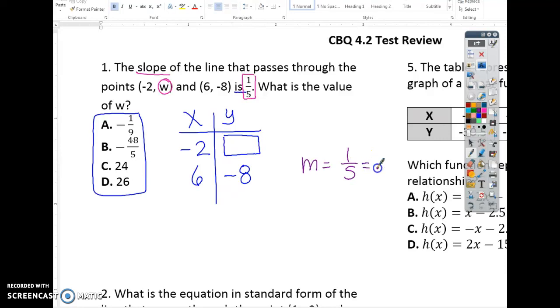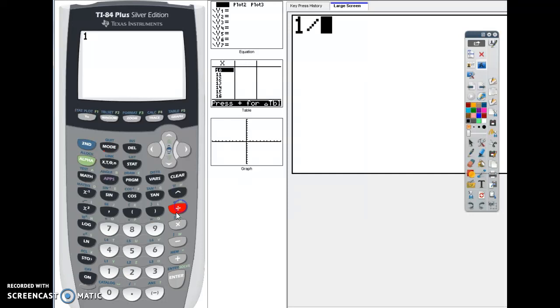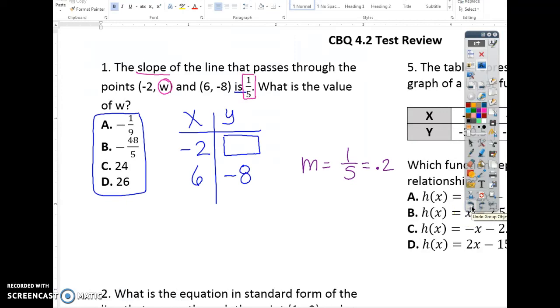And 1/5 is the same thing as 0.2. If you didn't know that, you just put it in the calculator, divide 1 by 5, and that gives you 0.2. So we're going to use these answer choices and put them in Stat Calc 4, because we only have 2 points. So Stat, and then Stat Calc 4, because they only gave us 2 points. And we're just going to be changing this number with these answer choices.